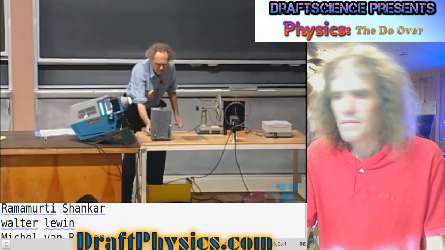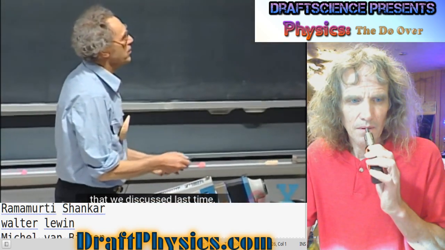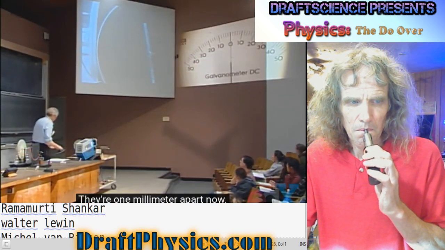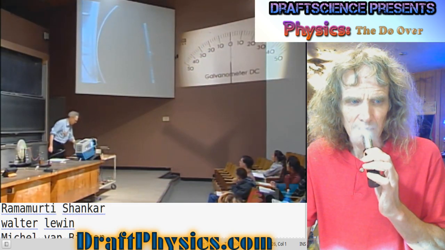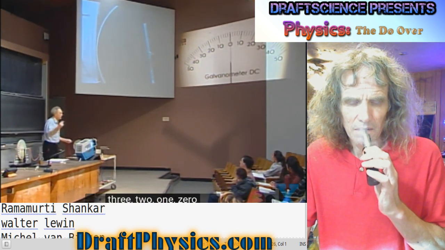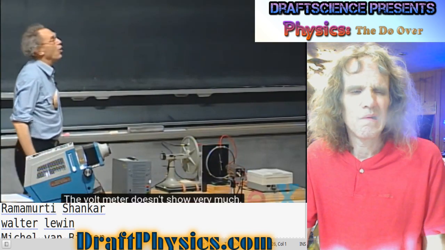There you see your ammeter. You see this is this propeller voltmeter that we discussed last time, and here you see the plates. They're 1 millimeter apart now, very close. And I'm going to charge the plates. I will count down so you keep your eye on the ammeter. 3, 2, 1, 0, and you saw a current surge. So I charged the capacitor. It is charged now. The voltmeter doesn't show very much, 1500 volts. Maybe it went up a little, but not very much.